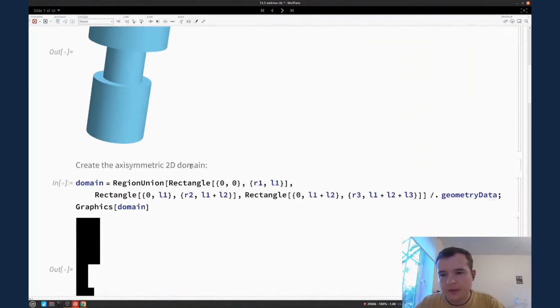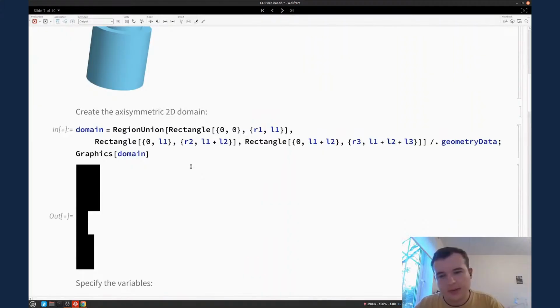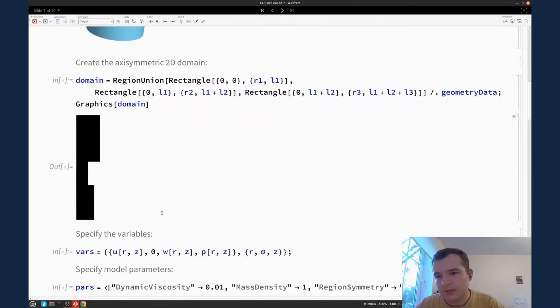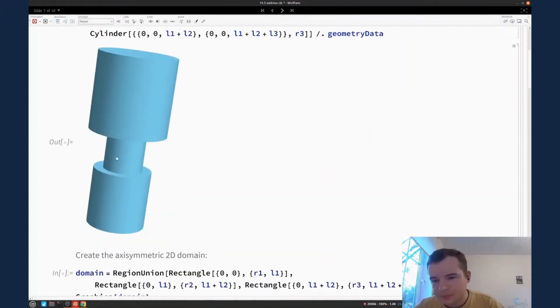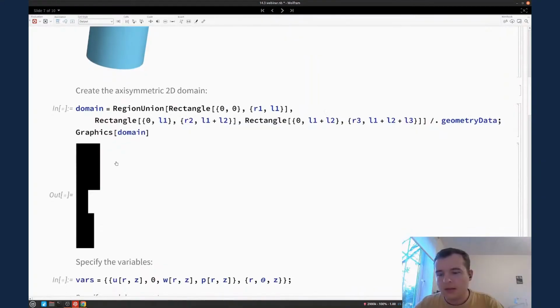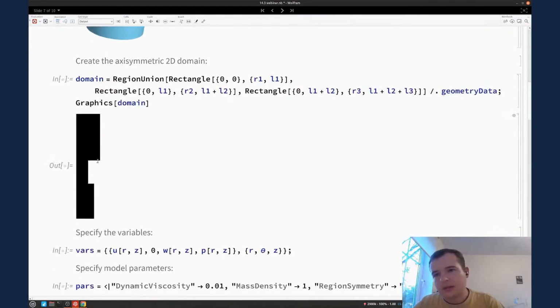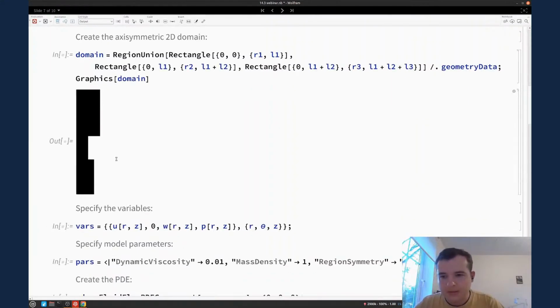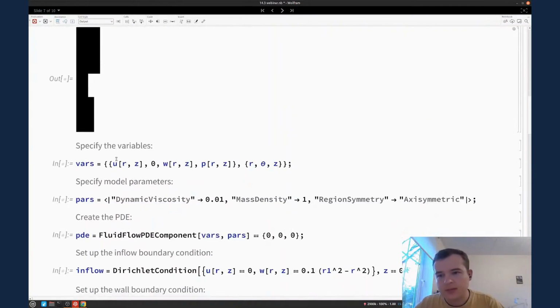So the first thing we do is that we create the axisymmetric 2D domain. So this is this kind of domain, and if we would rotate this domain around this axis of symmetry, which is this edge, then we would obtain this full 3D domain. And this axisymmetric 2D domain is the one we are going to work with. So the first thing we do is then we specify the variables.